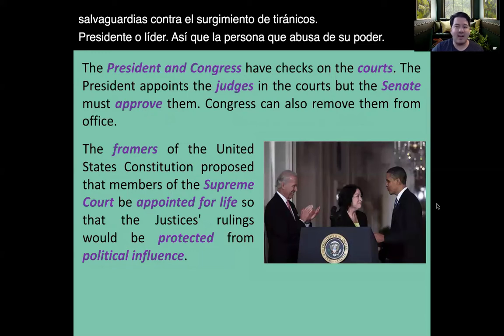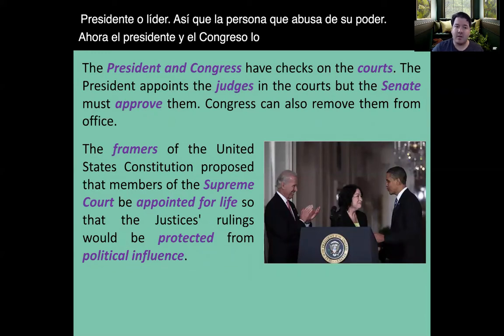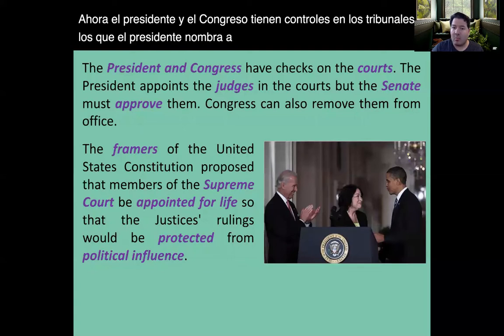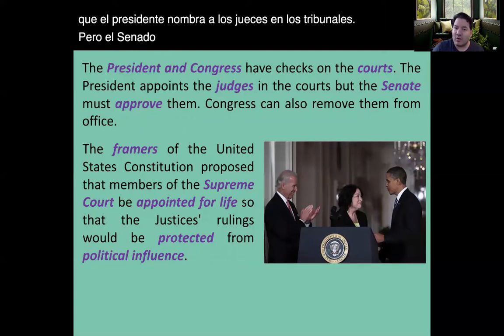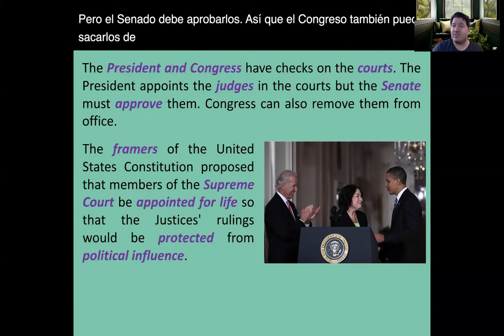Now, the president and Congress have checks on the courts. The president appoints the judges in the courts, but the Senate must approve of them. So Congress can also remove them from office if necessary through a similar process of impeachment.